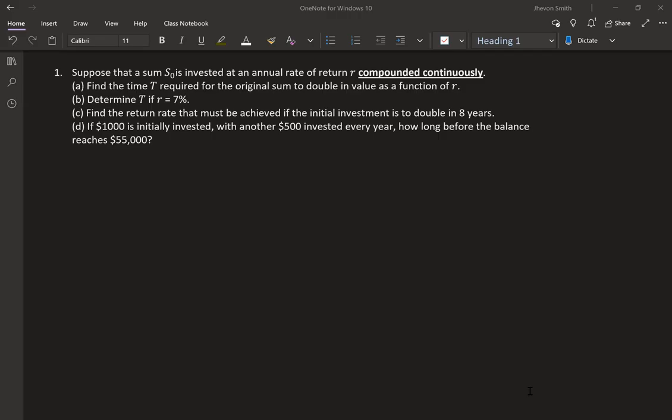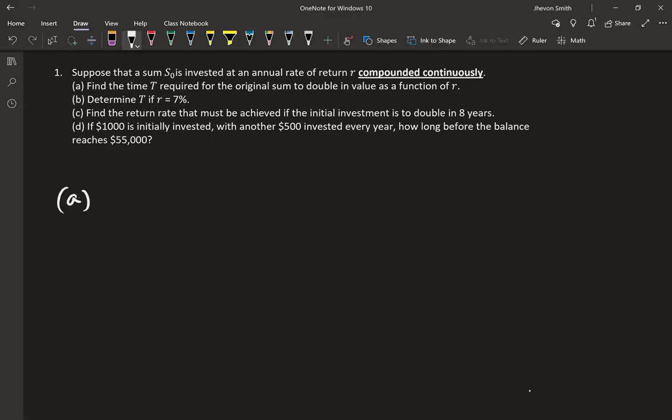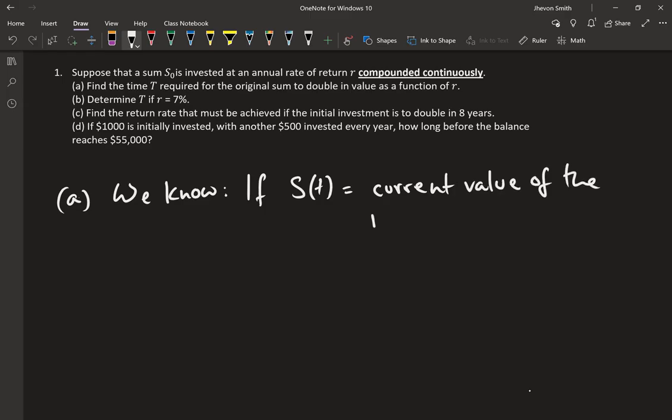Okay, so that's the first question. Find T. So we know that if we let S of t equal the current value of the investment, then S prime would be equal to R times S.